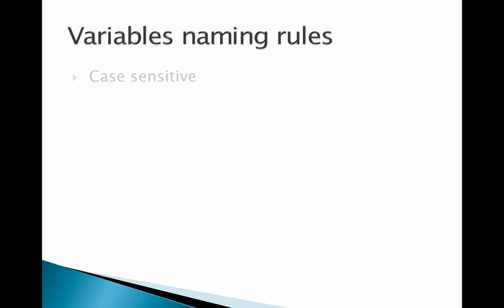These are the variable naming rules. Variables are case sensitive. That means if I have age in all small case, and you have another variable which has Age in capital, they are considered different variable names. They are not one and the same. Java is case sensitive, so we have to use the appropriate names that we have already declared. If we use a different name, then that is treated as a different variable.